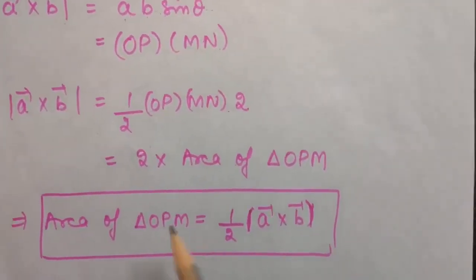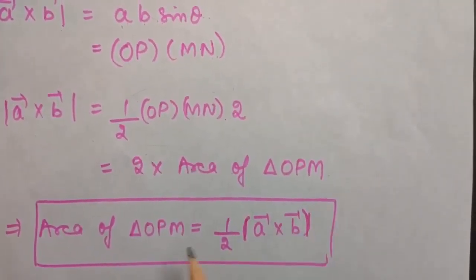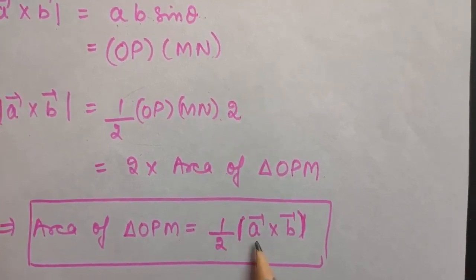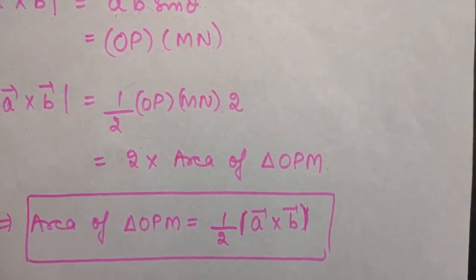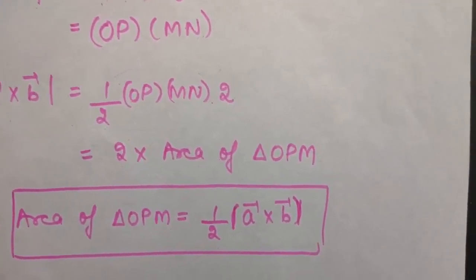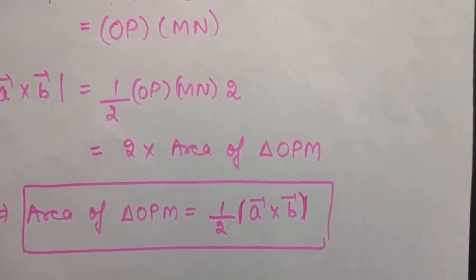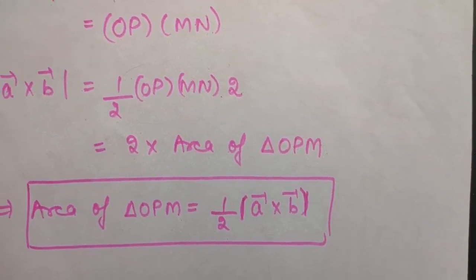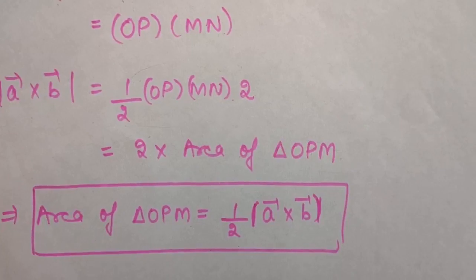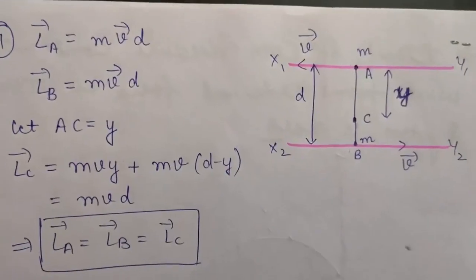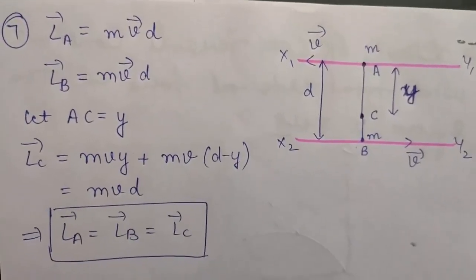So therefore from here area of OPM triangle will come to be half into magnitude of a cross b, and this was to prove in this question. Okay, so we have proved that the area of the triangle contained between any two vectors a and b is equal to half of magnitude of a cross b. Okay, so fifth and sixth question are also easy questions.